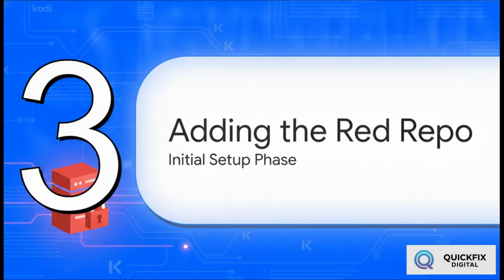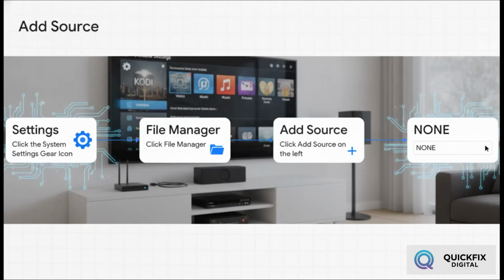All right, Section 3. Adding the red repo, the initial setup phase. Let's start building this out. Starting right from your main menu, head to the top left and click the System Settings gear icon. From there, you'll want to open your file manager, select Add Source on the left side of the screen, and finally click right where it says None. Doing this opens up the text pad so we can point the system to a brand new external location.